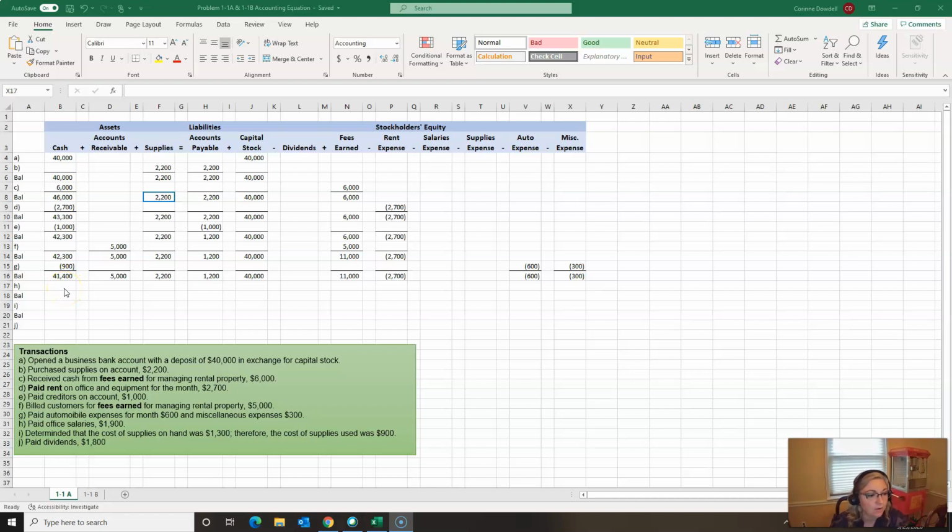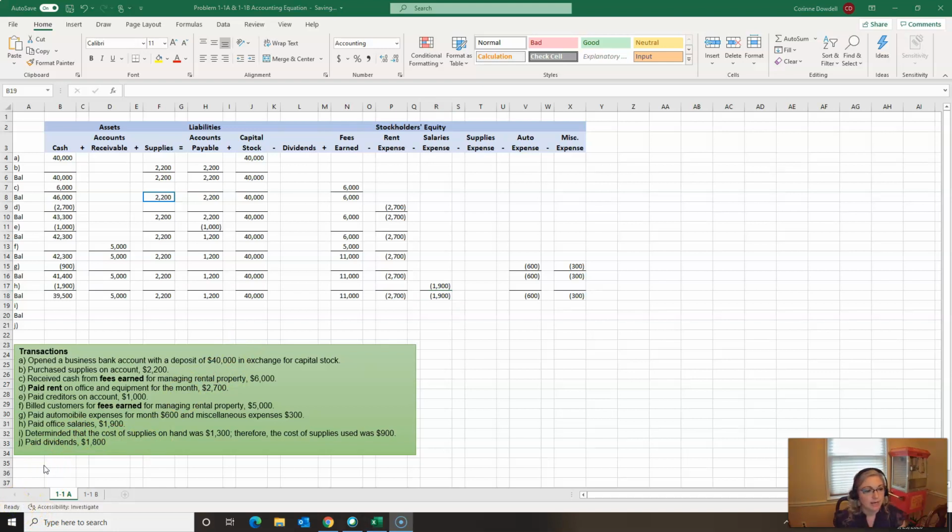Transaction 8, paid office salaries for $1,900. Okay, again, a decrease in cash, so negative $1,900. And then we're going to come over here and we have a salaries expense of $1,900. I will pause and I will update, and you can do the same. Let me just come back for 1 second. It's a negative $1,900 over here in salaries expense. Okay, now I will pause and update.